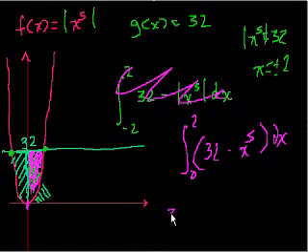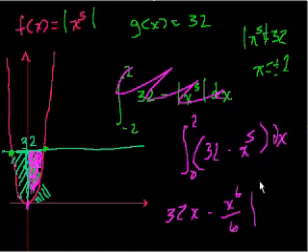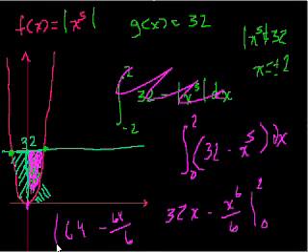So what is that? That's 32x minus x to the sixth over 6. And we're going to evaluate it from 0 to 2. At 2, it's 64 minus 64 over 6. Right? 2 to the 6th is 64. And then at 0, 32 times 0 is 0, and x to the 6th is 0. So the answer is 64 minus 64 over 6.